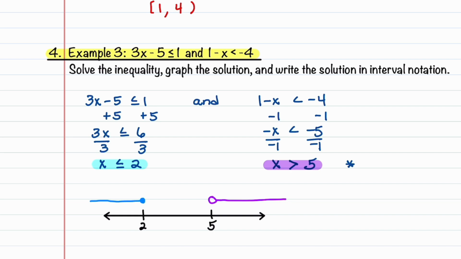Now what we want to do is find the intersection of both of these solutions. When you look at this, you can see that there are no values of x that are in this interval and in this interval. So what this means is that we have no solution. And that sometimes happens when you have inequalities that are connected by the word "and." Let's look at one last example, and it's going to have an "or" in it.